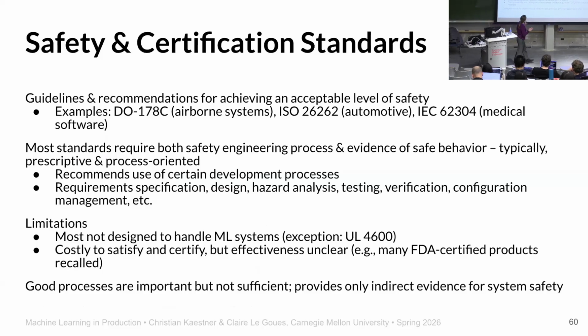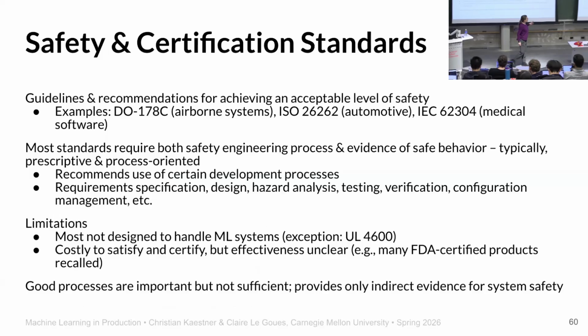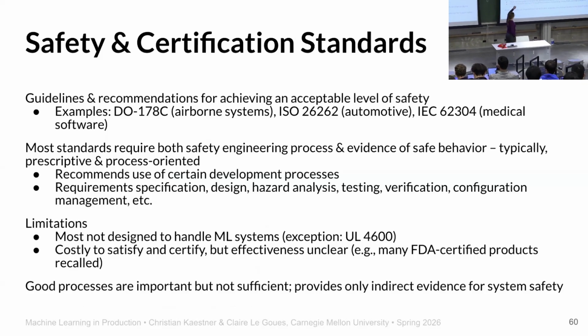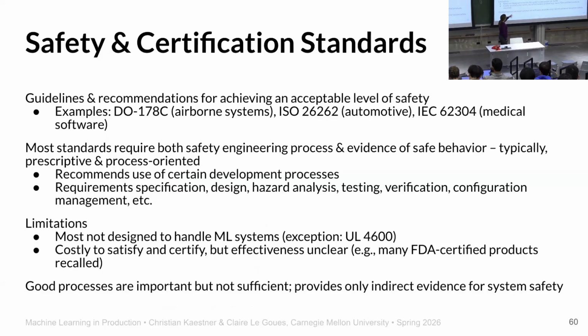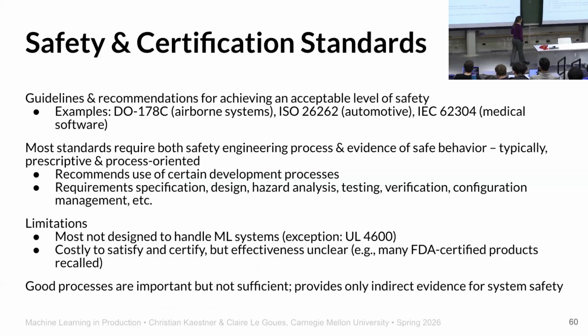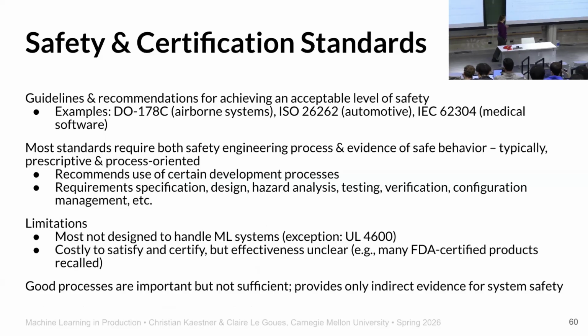Many safety and certification standards are focusing on having both. So particular safety engineering processes, as well as evidence of safe behavior. They tend to be very prescriptive and process-oriented. So these are things that require you to do various kinds of requirement specifications, design, hazard analysis, testing, verification, configuration management, et cetera. Most of these are not designed to handle ML systems. UL 4600 is an exception on this.